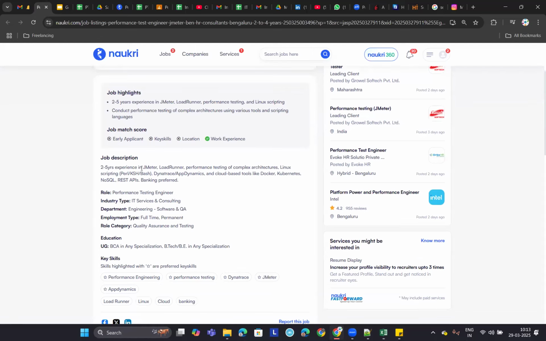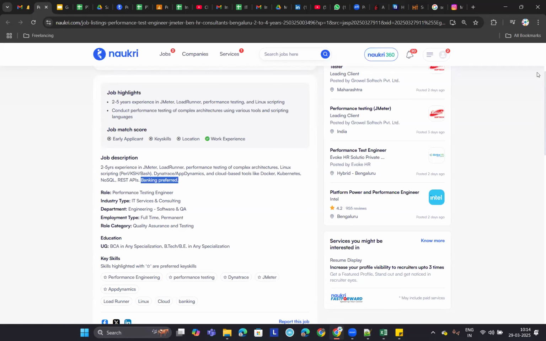In the simple JD, it asks for 2 to 5 years of experience in JMeter, LoadRunner, performance testing of complex architectures, and Linux scripting. Basically, you should know some Linux commands, which I always say in the training. Then Dynatrace or AppDynamics, and cloud-based tools like Docker, Kubernetes, REST APIs, banking preferred. There will not be much difference between regular projects and banking projects, except that to access a banking application you need to set some proxy settings in your browser.